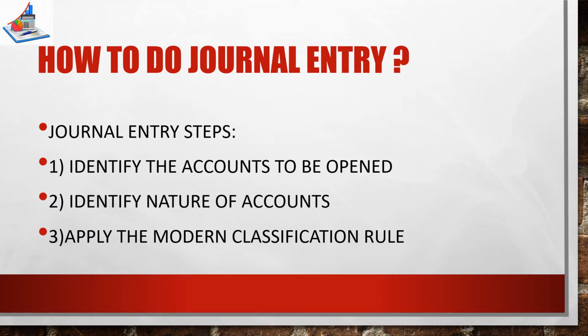Now coming straight to the point, how to do journal entry. The first important step, as said by me, is to identify the accounts to be opened. That means you need to read the question and identify which accounts you will open. Maybe cash account, maybe purchase account. There are different accounts that we need to open in a company's books. So which account we need to open, that we need to identify. Slowly we'll be doing more sums and exercises, and you will get to know how to identify these accounts.